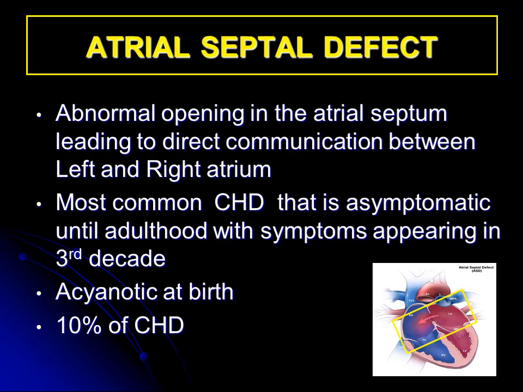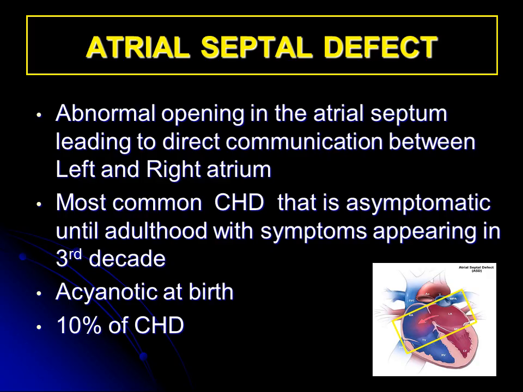At birth, the babies with atrial septal defects are acyanotic. Atrial septal defects make up approximately 10% of all congenital abnormalities of the heart. They are often asymptomatic early at birth and during childhood, but may become progressively symptomatic towards the third and fourth decade, often presenting with signs of right ventricular failure.